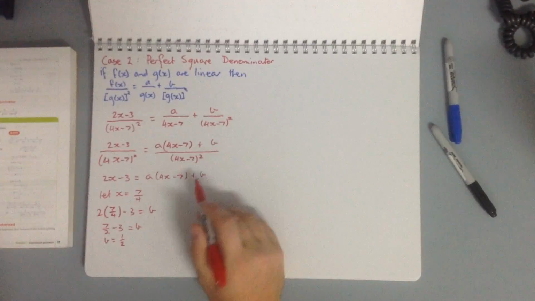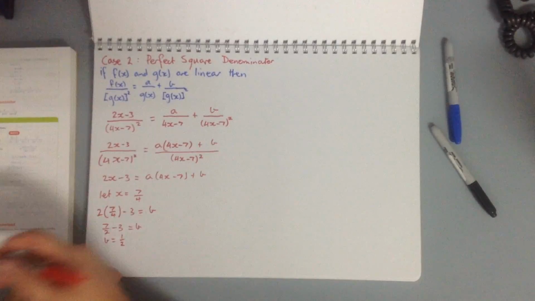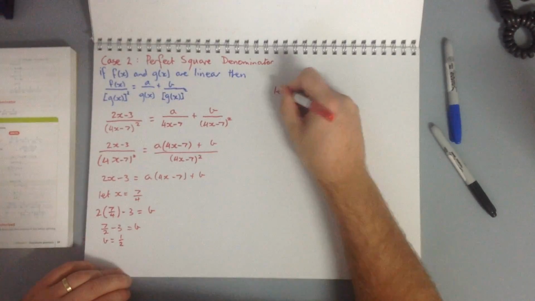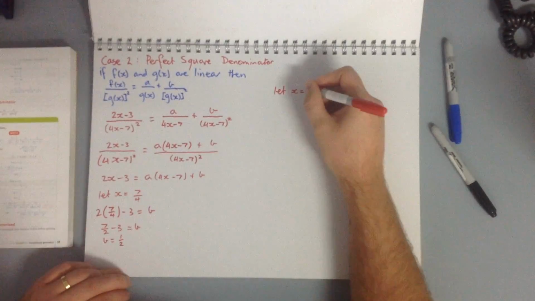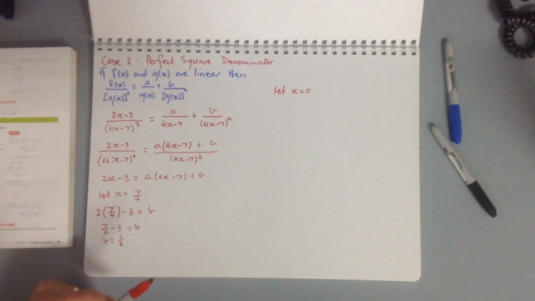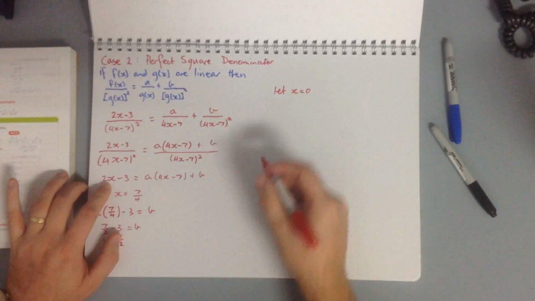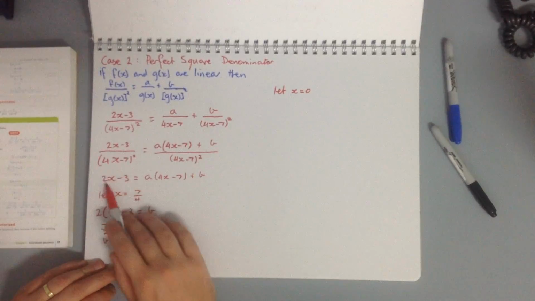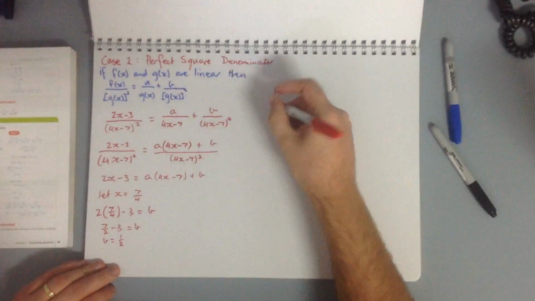Okay, so for this one, it doesn't matter what we sub in this time. Okay, but always a nice one is subbing in 0. This time we'll let x equal 0. So I can't think of a case off the top of my head where you wouldn't want to make x equal 0 for this. Okay, so when we let x equal 0, well, this side becomes minus 3.